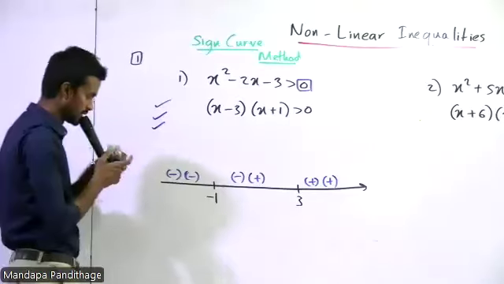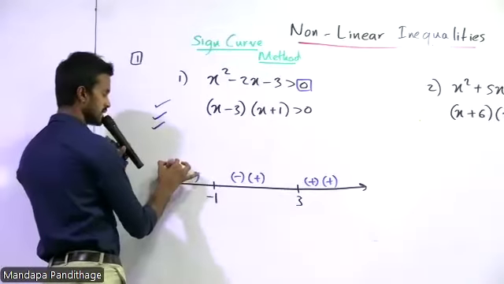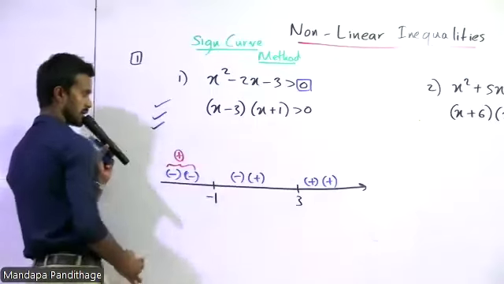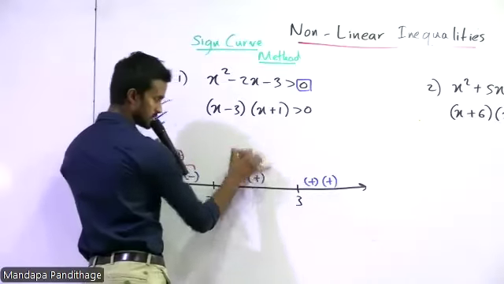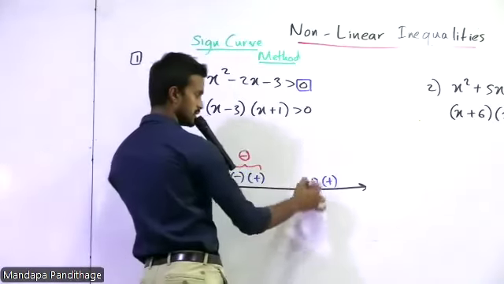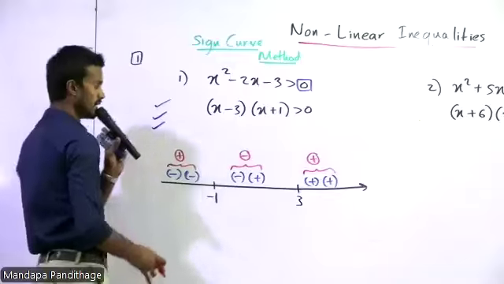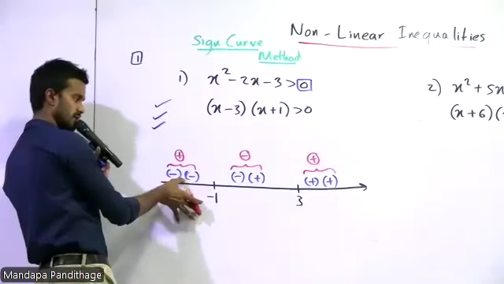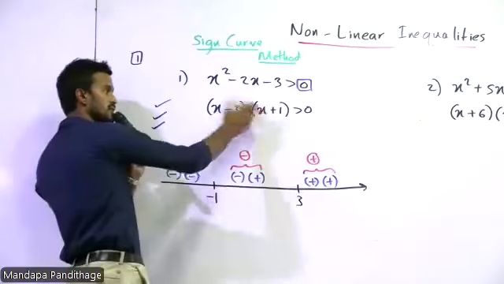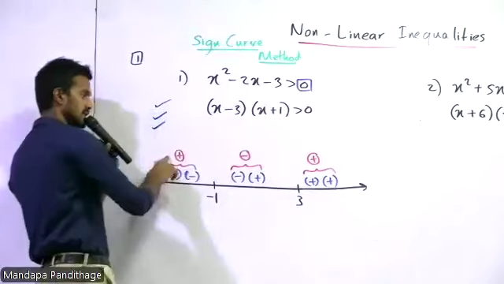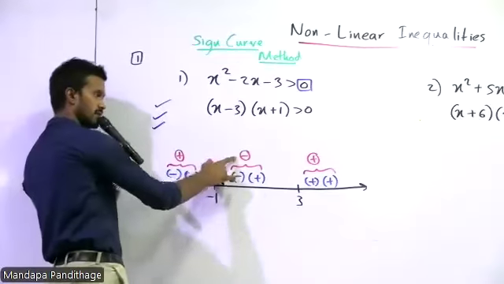So now it is clear, in this region this product, minus into minus, is plus. In this region, minus into plus is minus. And finally, in this region, plus into plus, it's plus. So what did I do? I considered a particular value in the given region. Whatever value I substitute in this region, we just took the sign of this expression: it's positive, it's negative, and it's positive.